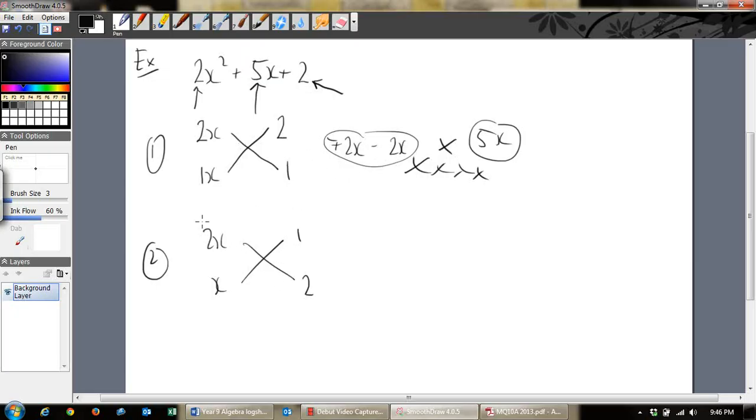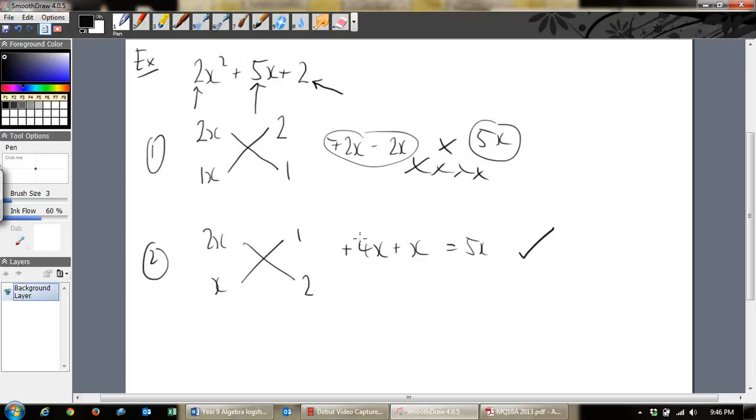In this second option, we've got 2x times 2, which is 4x. We've got x times 1, which is x. Can we, by putting a positive or negative in front of one of these, create positive 5x? We can. How do we create positive 5x? We need positive 4x, positive x. That will give us 5x. So this will work.